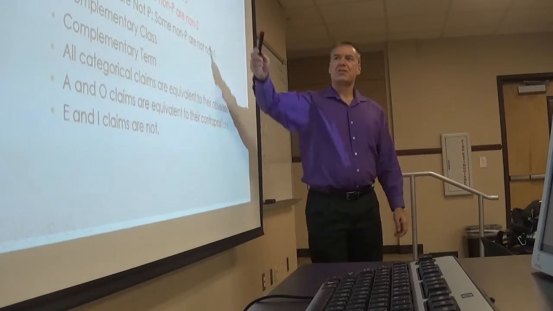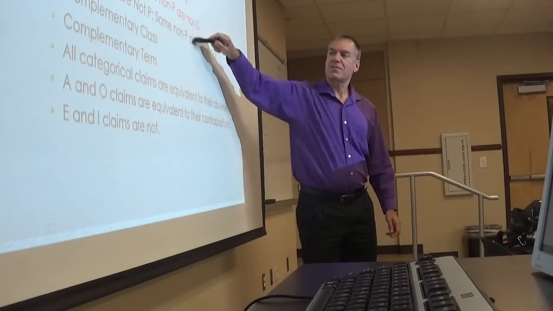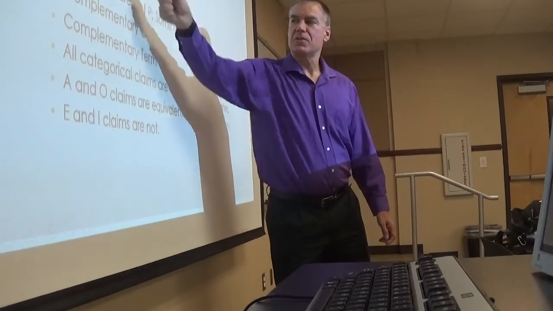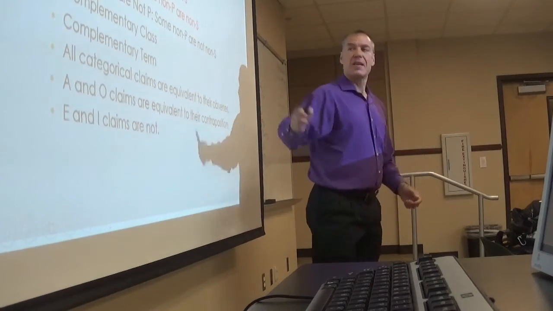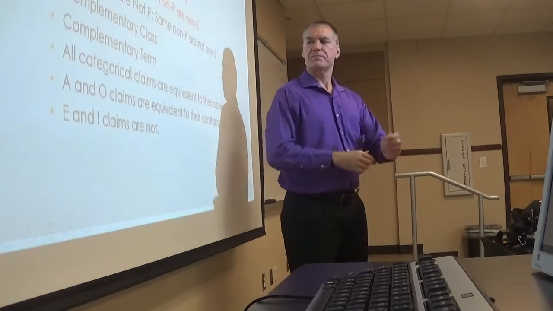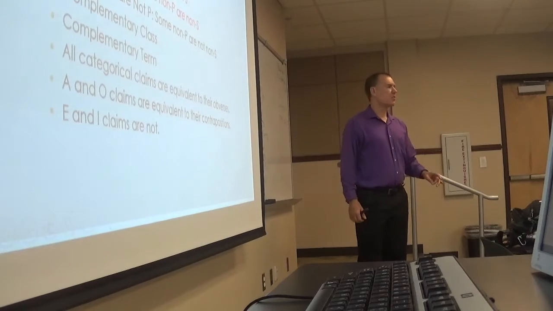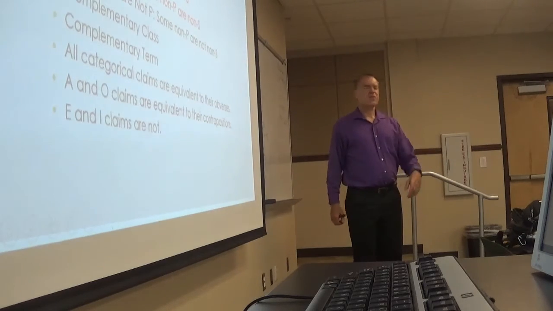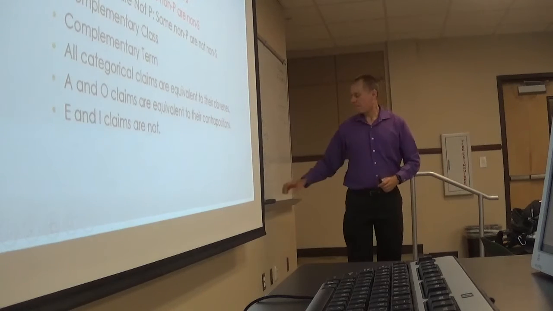It applies correctly to A and O claims, and it's used when you've got this stuff and you need this stuff. And again, the whole point of these rules is to go from non-standard form to standard form. Okay, so those are our three rules: conversion, obversion, contraposition. And their function is going from non-standard to standard.